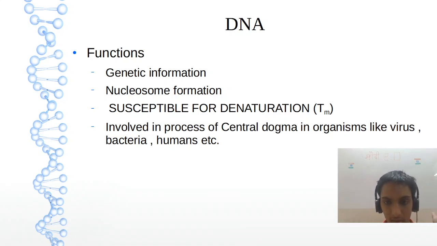Okay. And then susceptible for denaturation. There is something called a melting temperature. Please remember this word, melting temperature. It is the temperature at which the strands will get separated or where the DNA is getting denatured. DNA is also a form of protein. Remember, any protein will denature. There is no doubt in that.